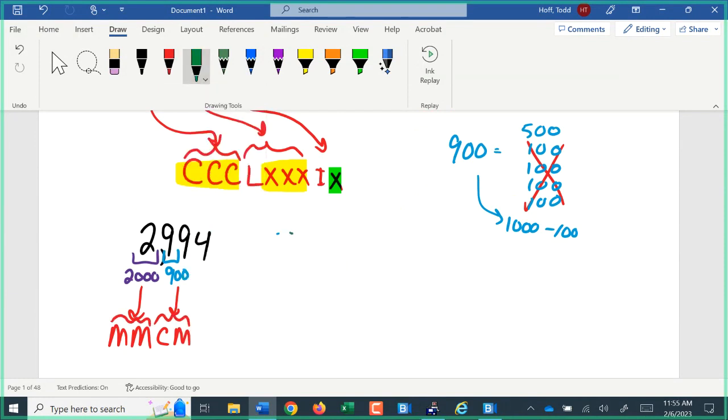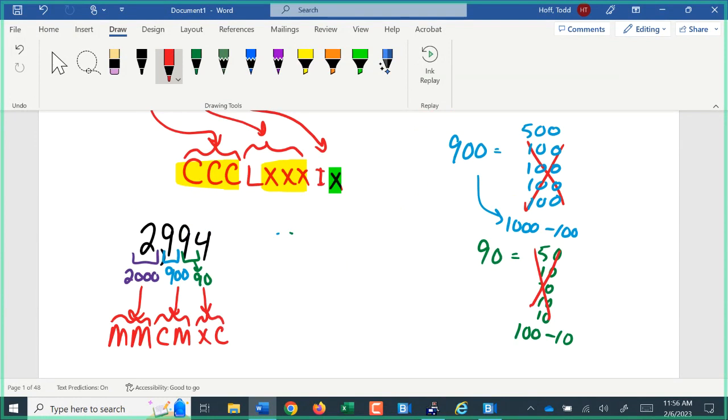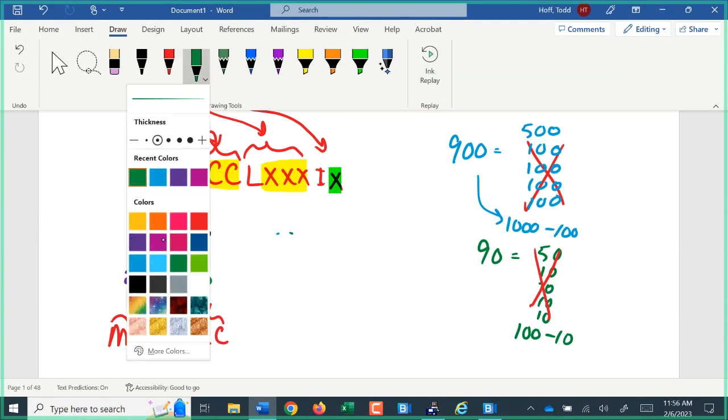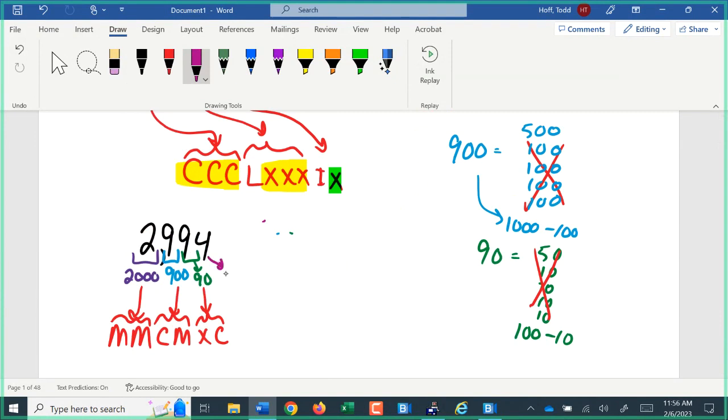The next digit is also a 9, but that 9 is representing 90. Again, we can't represent 90 as 50 plus 10 plus 10 plus 10 plus 10, because again, that would be 4 10s in a row. We can't do that. So the way we have to express 90 is 100 minus 10. And the way we do that, of course, is X is 10 from C, which is the 100. And then finally, that last digit of a 4 is just 4. And we represent 4 as IV.